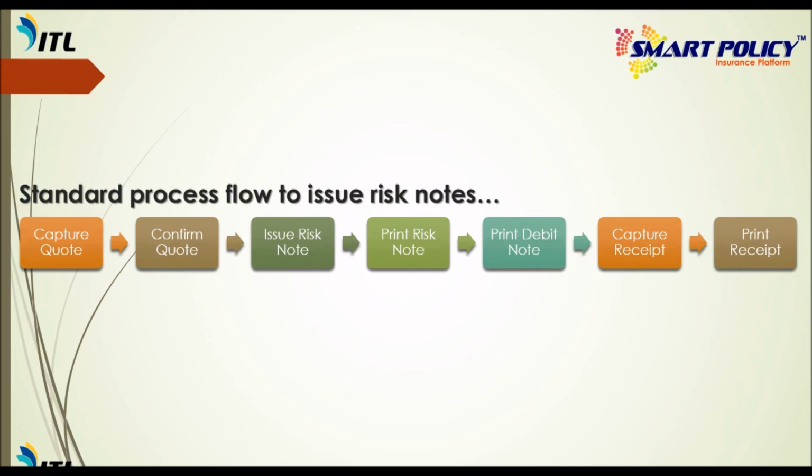Then you went for the reports. In the reports, you searched for the print multiple risk note report, and you just keyed in the debit note number and simply said show report. So all the risk notes appeared all together. Then you went to the debit note screen, you printed the debit note, then you captured the receipt and you printed the receipt. The same flow, I believe. Makes it very simple. I hope you will practice this to know how this flow works.